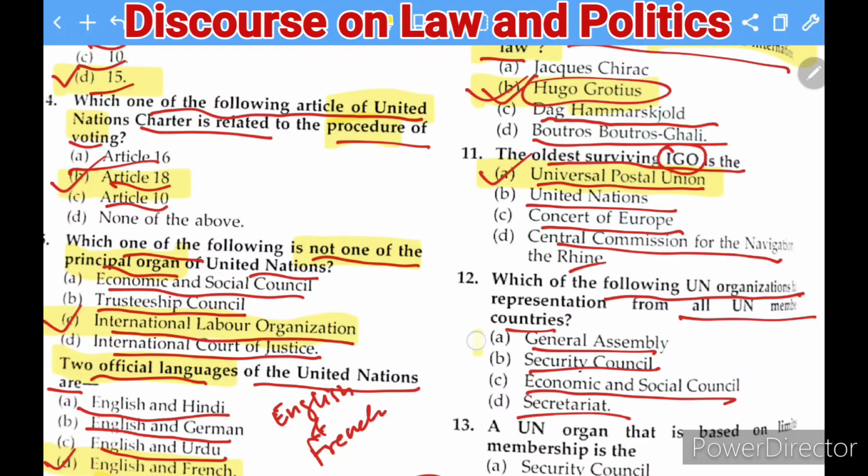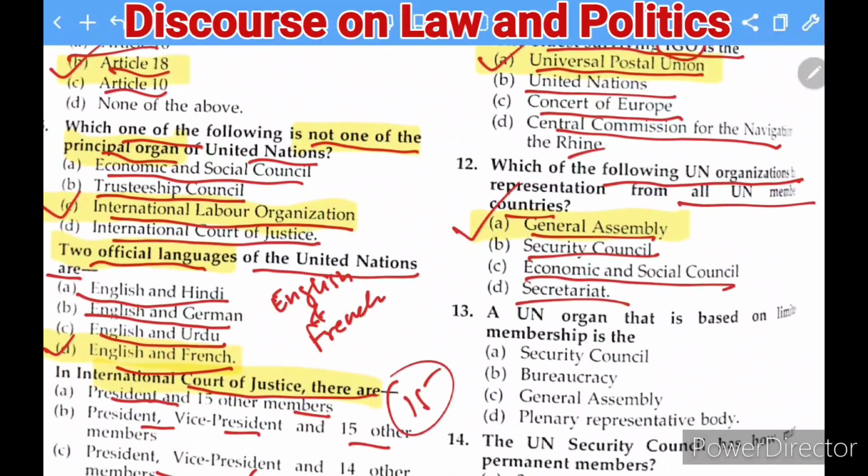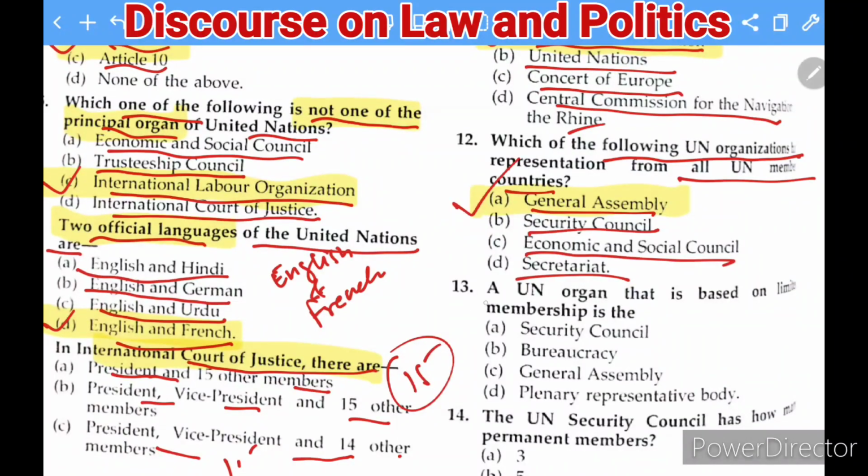So my dear friends, the General Assembly is a body where you will find that all the members of the United Nations are represented. It is not like the Security Council, where only a limited number of members will be there. It is the General Assembly. The name itself suggests that every nation will be a part of it. Moving to the next question.